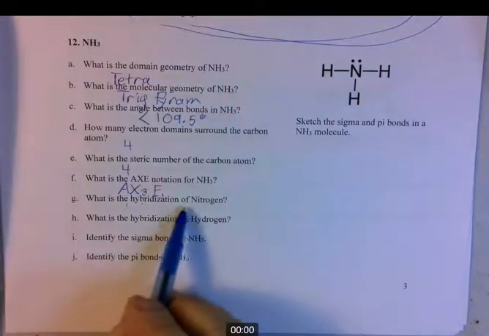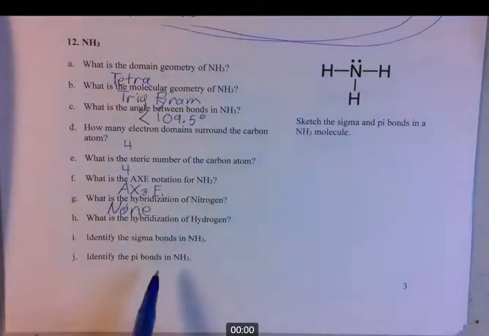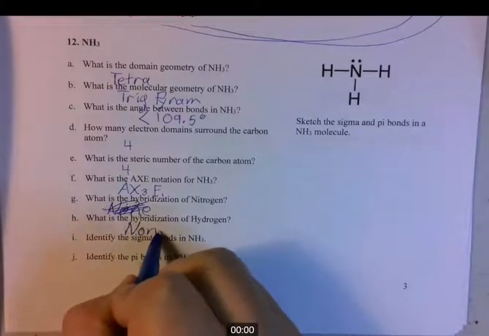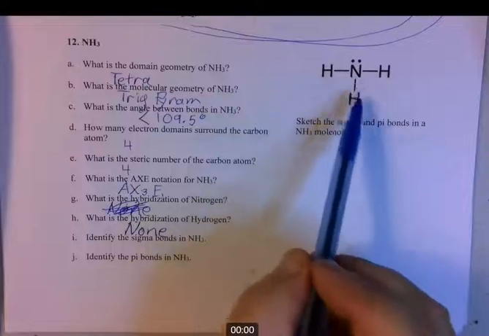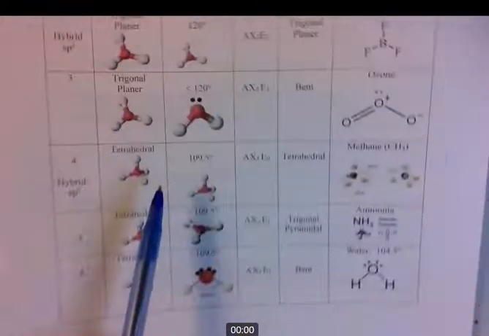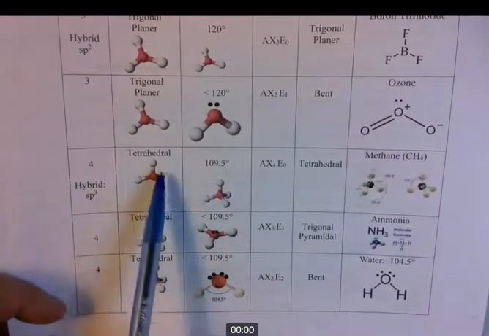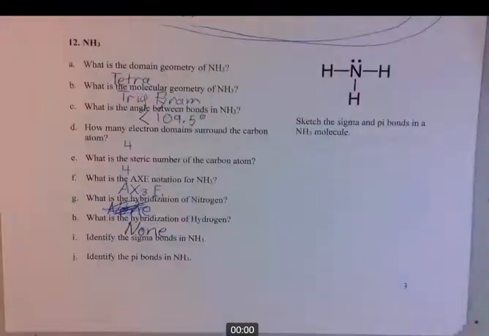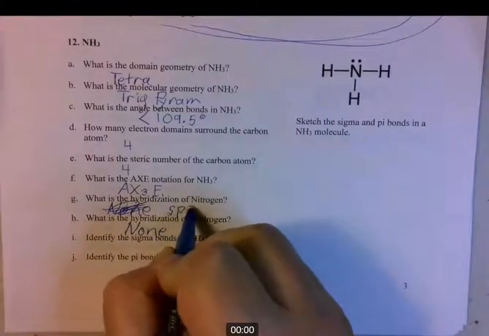All right, what is the hybridization of nitrogen? We've done this for the umpteenth time here. Oh, whoops, wrong. It's none for hydrogen, so let me go ahead and write that since I just said it. For hydrogen, it's none. But what about for nitrogen? Well, it's got 1, 2, 3, 4 electron domains. That means it's going to be sp3. Again, that's all you have to do. Tetrahedral domain geometry is always going to be sp3. Okay, so it's going to be sp3.